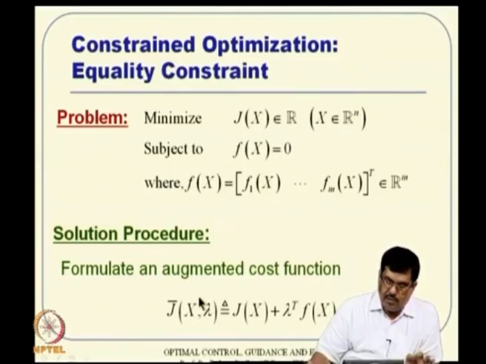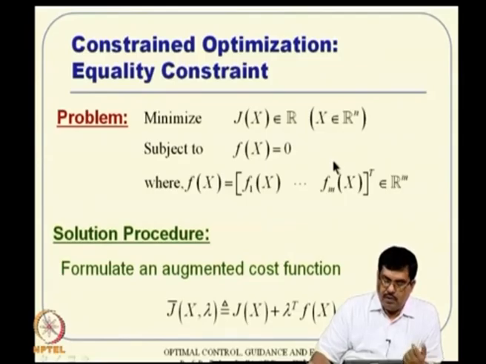The theorem essentially tells us that if I constitute a J bar like this, J plus lambda transpose f of x, where lambda is a set of free variables. And again I am emphasizing, because a similar concept will be used in optimal control also. So, if I constitute this function and consider this as a free optimization problem in terms of x and lambda both, then it is equivalent to solving this problem: J of x minimized subject to this.